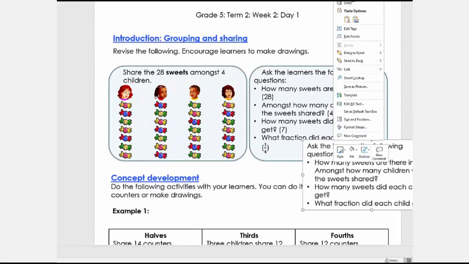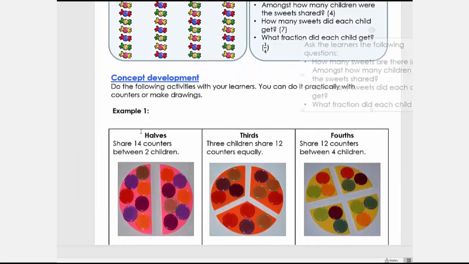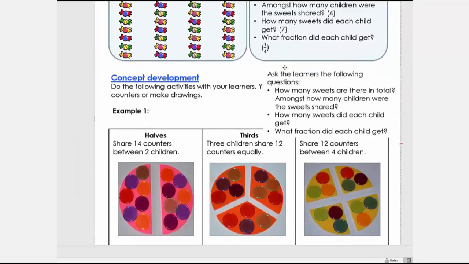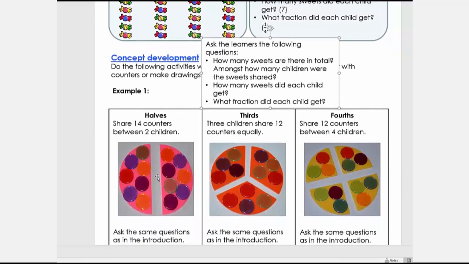I'm just quickly going to fetch them and bring them down here so you can see them. So these are the questions that we previously asked. After you have looked at the diagram at the top, you're going to ask: how many sweets are there in total, how many counters are there in total, amongst how many children did you share it, how many counters did each get, and then the important part, what fraction did each child get?